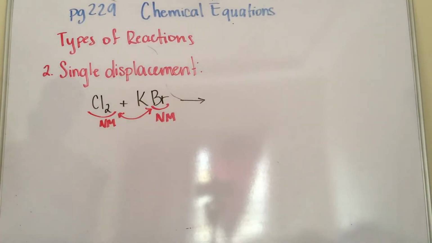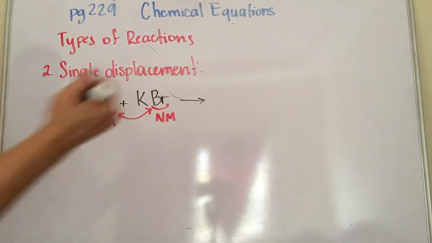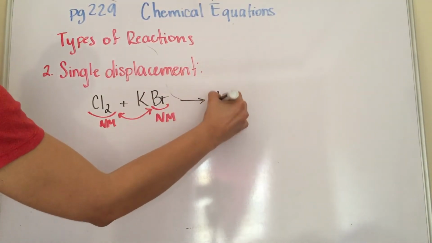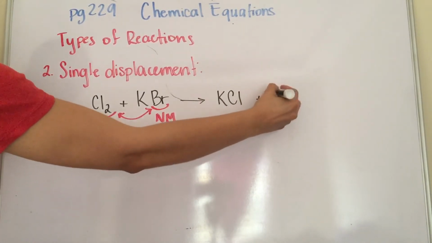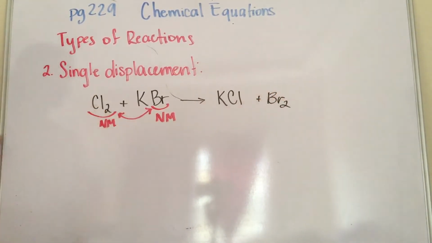So in the single displacement reaction, I'm going to have potassium chloride plus bromine as a molecule. All right, are we clear? Why bromine as a molecule? Because remember, it's a halogen, and halogens are always written as molecules. That's a rule. I think we saw it this year, and if we didn't, we saw it last year.